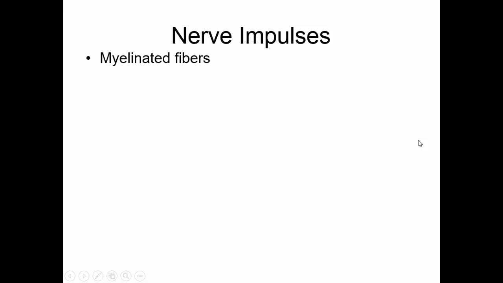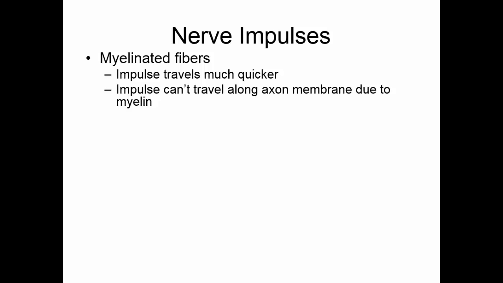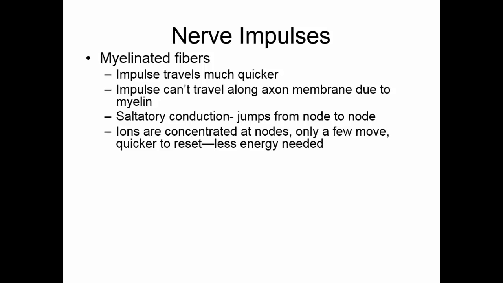Myelinated fibers have impulses that travel much more quickly. The impulses don't have to travel along the entire axon membrane because of the myelin sheath. Rather, it jumps from node of Ranvier to node of Ranvier. This is called saltatory conduction. This means that the ions are concentrated at those nodes. Only a few have to move in and out of the membrane, so it's quicker to reset the membrane. We also need less energy because we have fewer pumps that have to operate to reset the membrane.